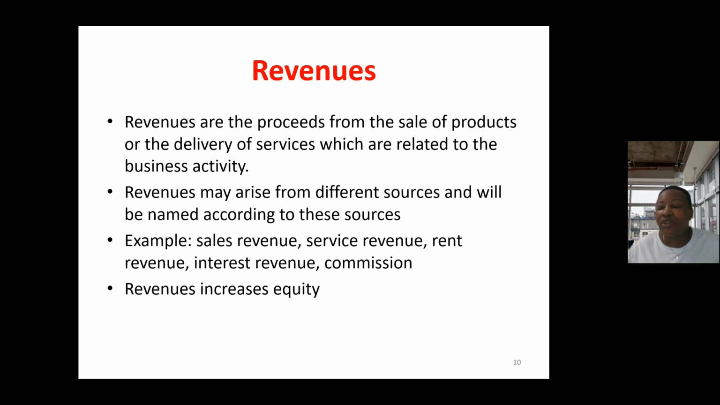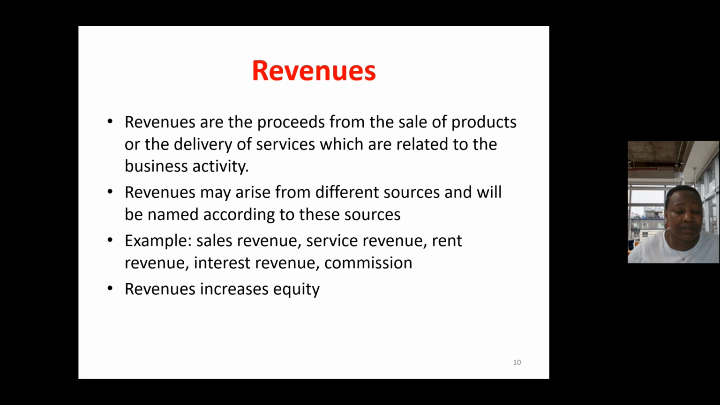So we have said what revenue is. Revenue is the proceeds you get from selling goods. They are the proceeds you get from delivering services that are related to your business activity. So it's important we clarify that, and as we go on in the module, we'll look at the difference between your capital, the different types of revenues and the different types of expenditures that we have. But for now, once the proceeds are from the sales of goods or services or things that are related to the business activity of the business, then that would be considered as revenue.